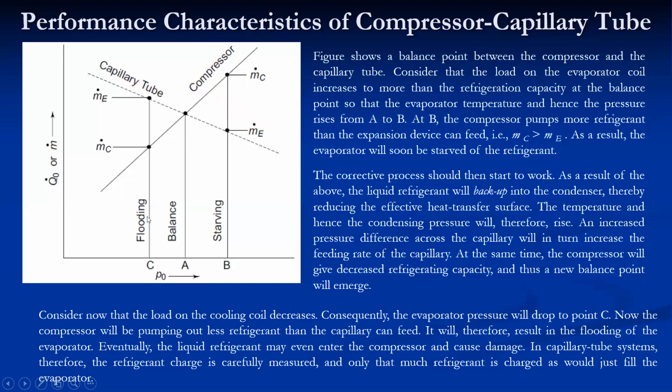And at this particular point, if we draw a vertical line, it intersects the compressor characteristic curve at m dot C, and the mass flow rate corresponding to this is at this point, and for the capillary tube at this particular point. Now, what will happen in this case for the lowered evaporating temperature? The compressor draws less refrigerant, while the expansion device feeds more refrigerant into the evaporator.